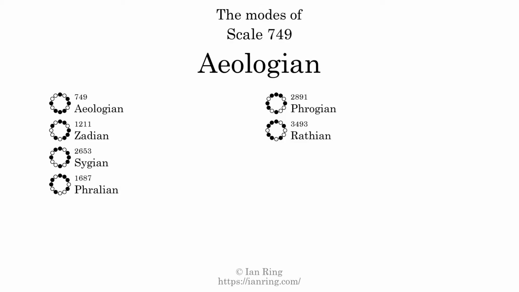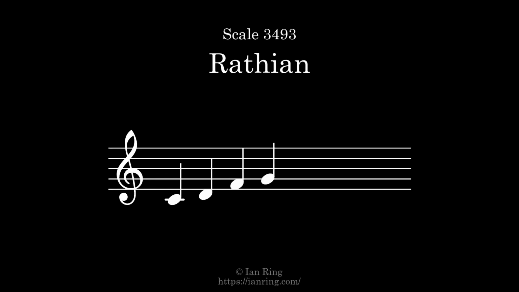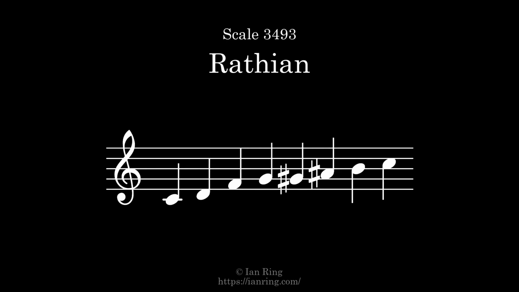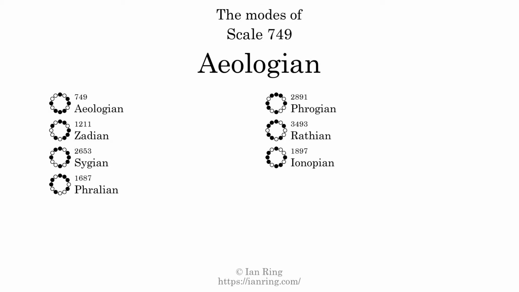The sixth mode is scale 3493, also known as Rathian. It sounds like this. The seventh and last mode is scale 1897, also known as Arnopian. It sounds like this.